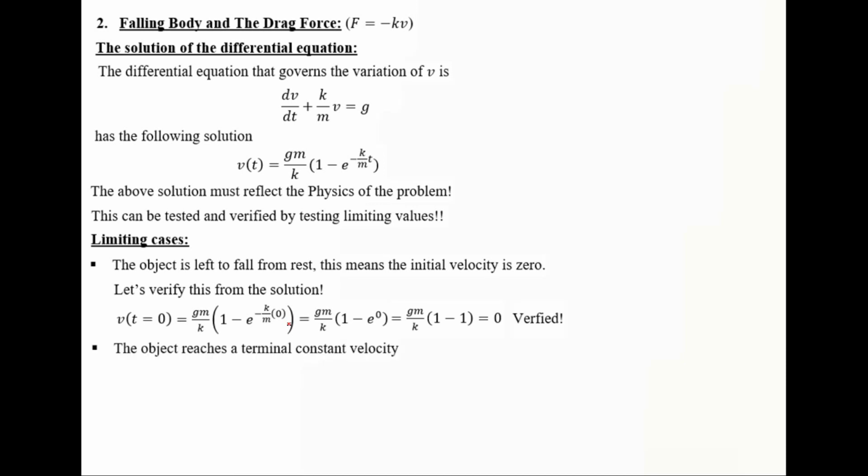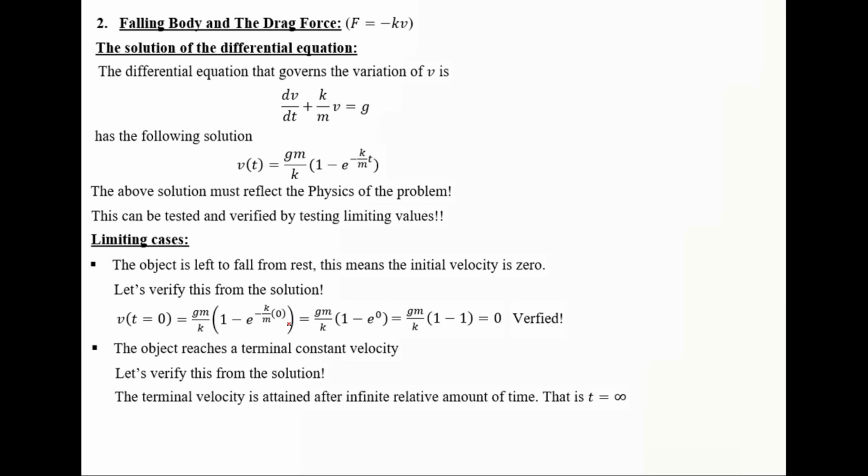Now, what about the terminal constant velocity? We don't know specifically what is the time bound or the time limit until which this object reaches the terminal velocity. So the best that we can do is take the limit as t approaches infinity, and this can be applied to the solution that we have. Then, as I'm saying that the terminal velocity is attained after an infinite relative amount of time, that is t is infinity. Now we're gonna replace time by infinity as we see here.